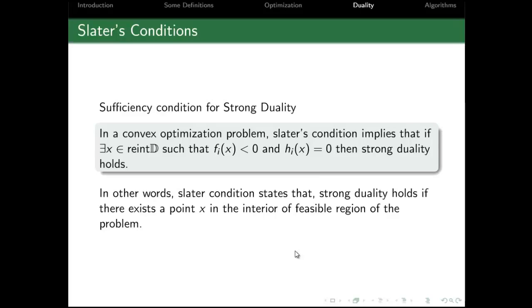So here we require the inequality constraints to be strict, and the point should belong to the relative interior and not the boundary. So Slater's condition states that for any convex optimization problem, if there exists a point inside the feasible region, then strong duality surely holds. Note that this is only for convex optimization problems and not a general result.